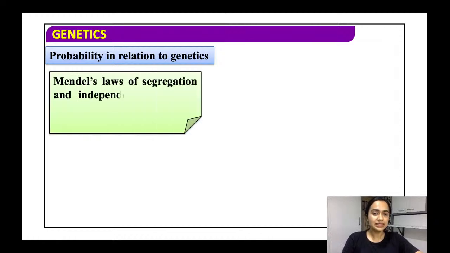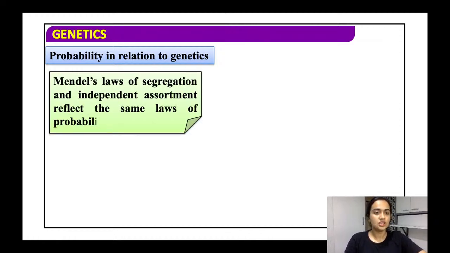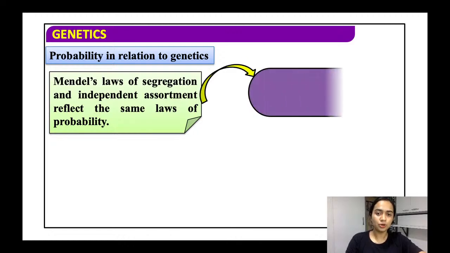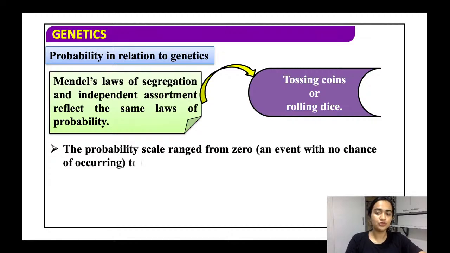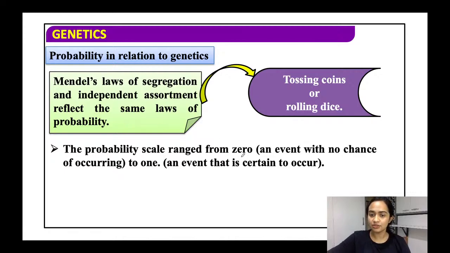Now, probability in relation to genetics. Mendel's law of segregation and independent assortment reflect the same laws of probability itself. Basically, let's take an example of tossing coins or rolling dice. These probabilities are scaled from zero, an event with no chance of occurring, to an event that is certain to occur.